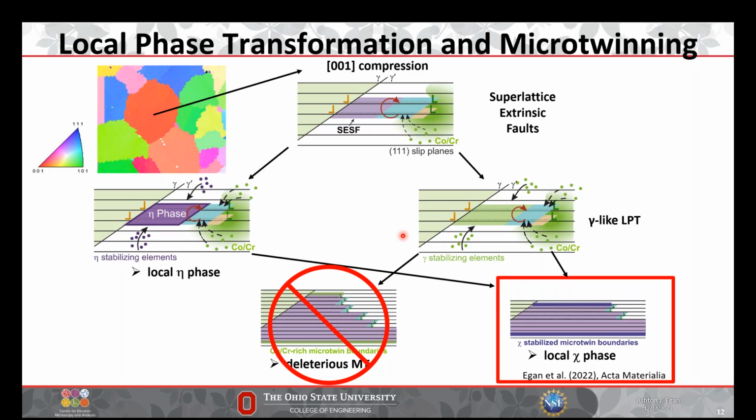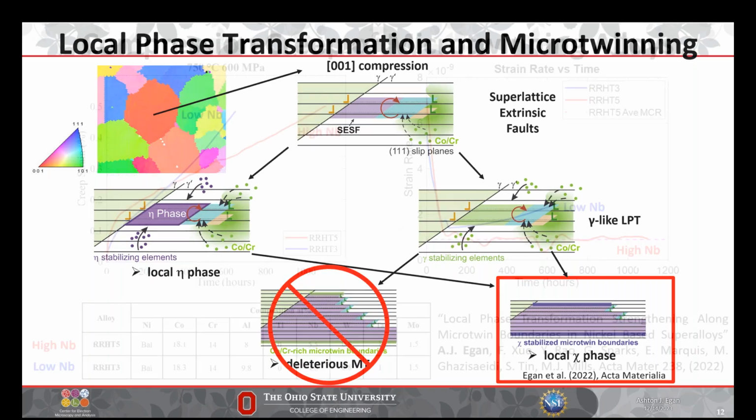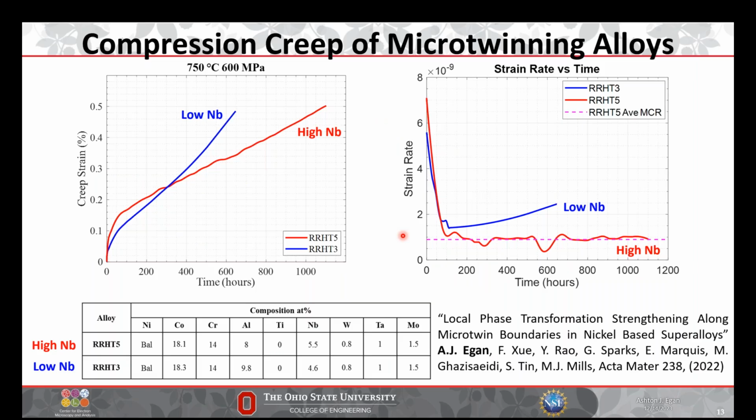And that's all good. And this is basically what I'm going to talk about, is how we determined this local chi phase and the microtwin boundaries using EBSD along the way. And so this is kind of what a creep test looks like in terms of creep strain versus time. And these are two alloys that I'll be talking about comparing with ECCI. And these are a low niobium and a high niobium sample for the purpose of this talk.